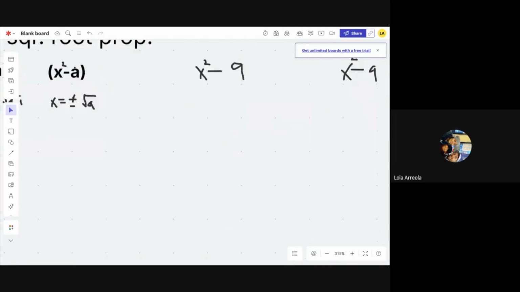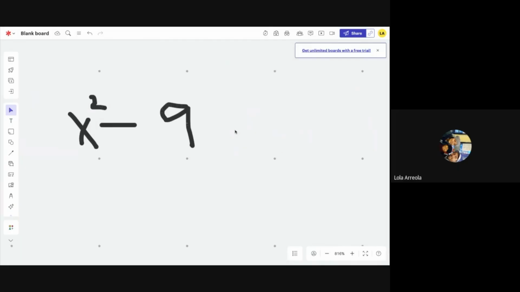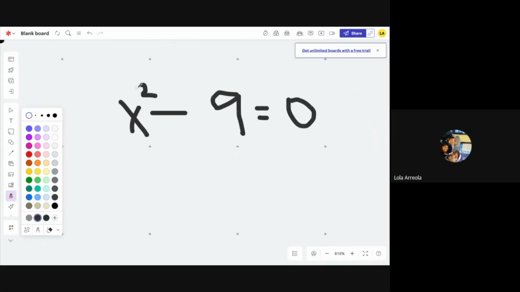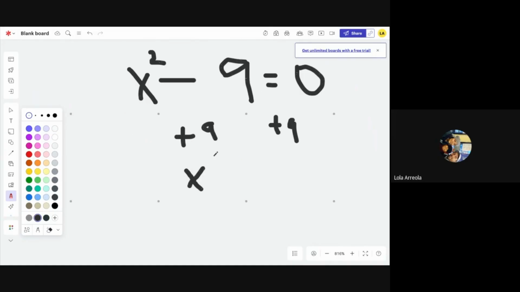And just to prove it to you, let's say we have x squared minus 9. Let's do the full square root property, which says, okay, set it equal to 0. Once you have it set equal to 0, you see you have 2 terms, right? X squared and negative 9. I'm going to try to solve for x. So I'm going to add 9 to both sides. Now I have x squared is equal to 9.